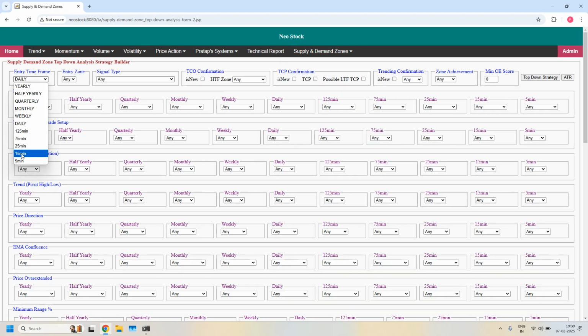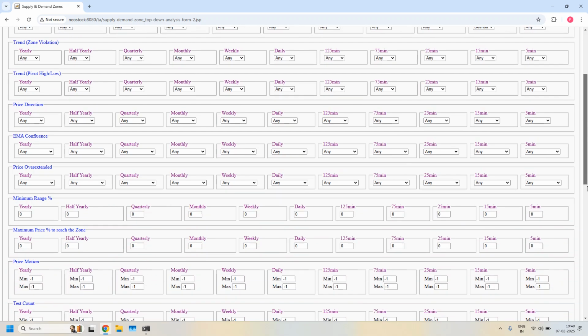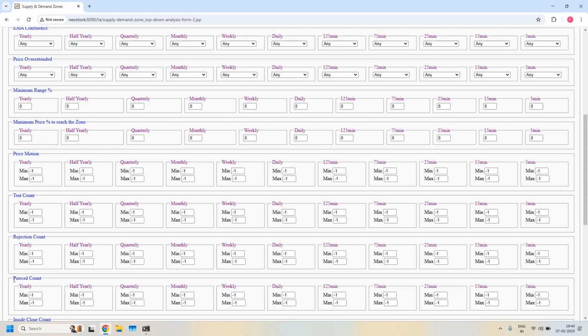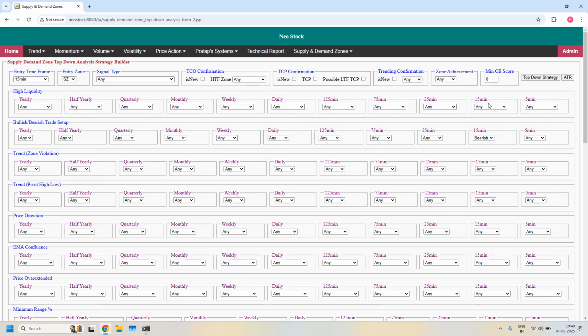Entry time frame is 15 minutes. Entry zone is supply zone. In bullish or bearish trade setup, at 15 minutes entry time frame, I am selecting bearish. Now we should set three filters on this 15 minutes supply zone. First filter is 15 minutes supply zone should not be pierced. So that's why in the pierced count parameter at entry time frame 15 minutes, I am selecting minimum value 0, maximum value 0. That means 15 minute supply zone should not be pierced.